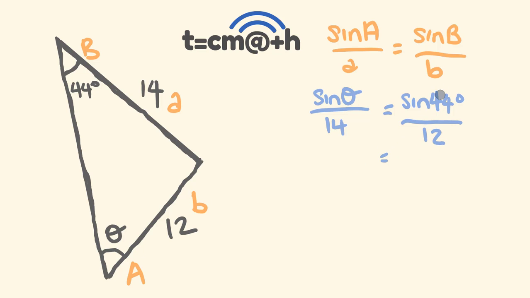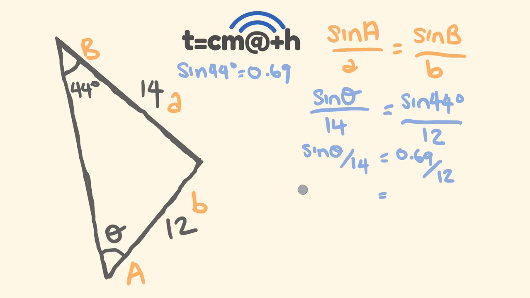So what is, first off, the sine of 44 degrees? The sine of 44 degrees is equal to, and you can work this out on your calculator, 0.69. So let's sub this into our equation here. We have sine theta over 14, which is equal to 0.69 over 12. Writing it all out again, sine theta over 14 is equal to 0.69 divided by 12, which is 0.058.